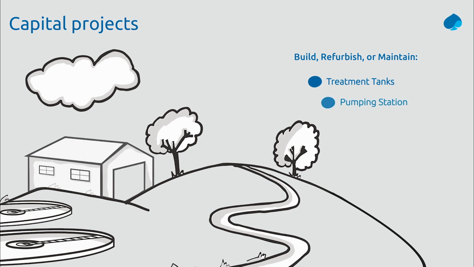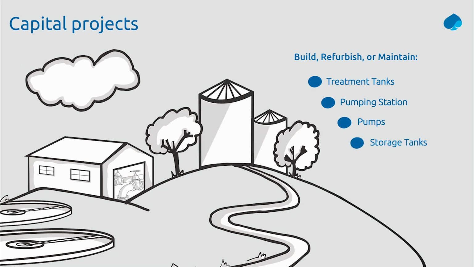You've got the pumping station. So that again could be built on its own. You've got the pumps inside the pumping station, and then you've got storage tanks. So these are some of the capital projects that are in flight at the moment. We also have things like security perimeters.